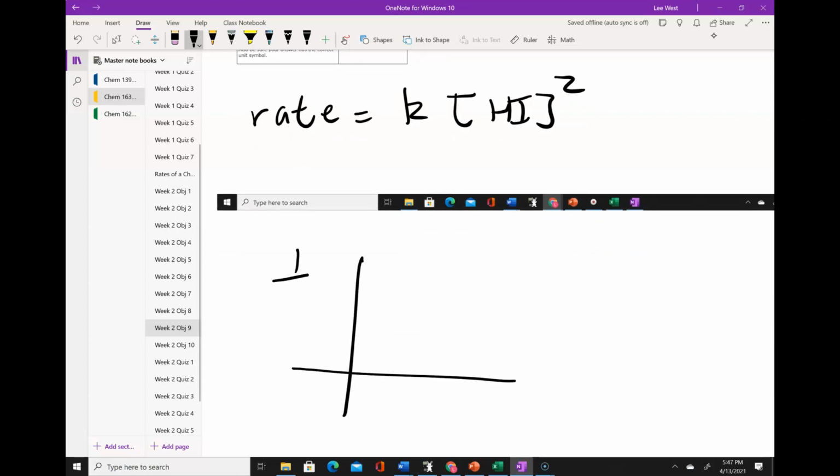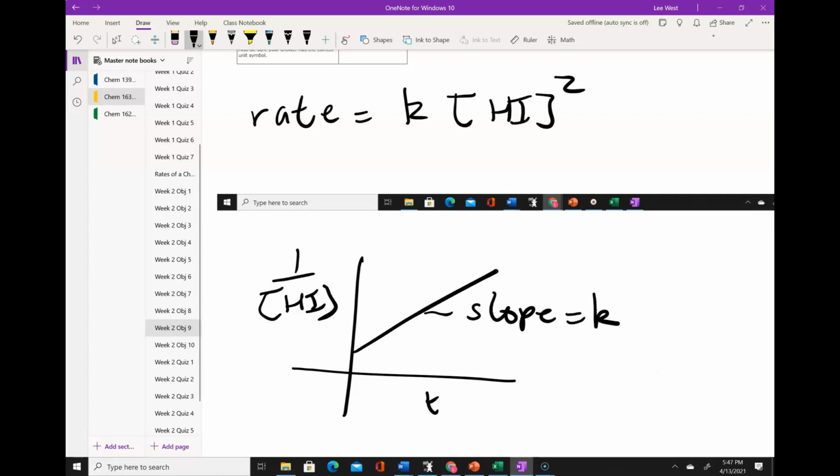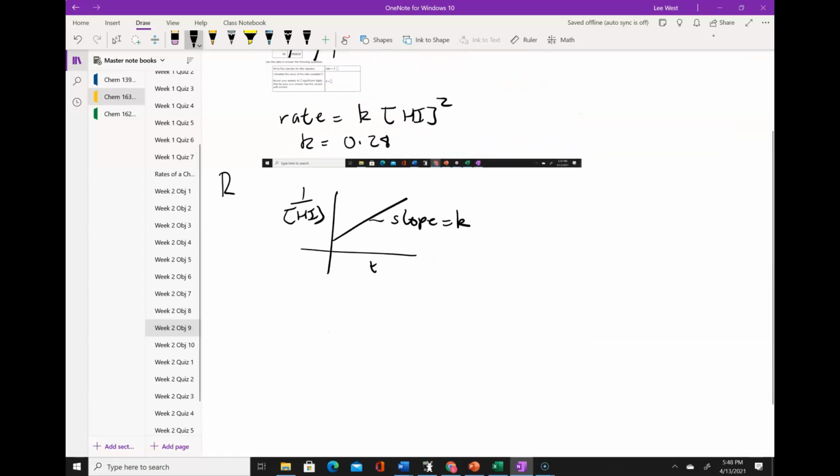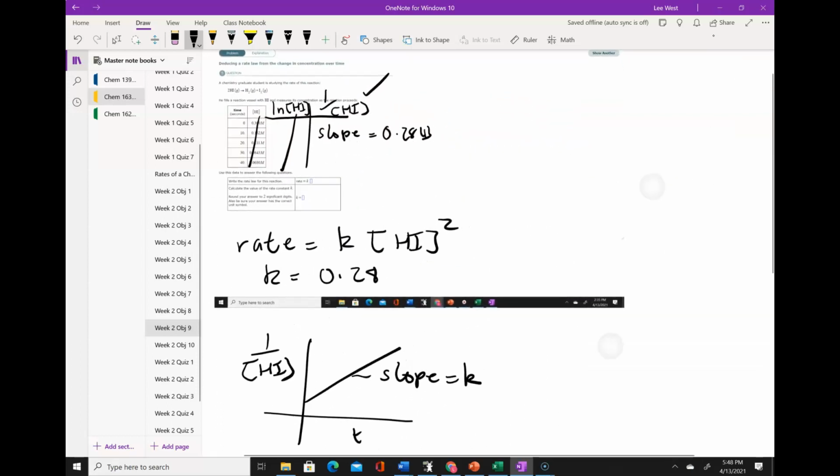Remember, 1 on the concentration of HI versus time is linear with a positive slope, and the slope is equal to K, which is why we wrote down the value of the slope. So K is 0.28. Now we have to decide on our units, all right?